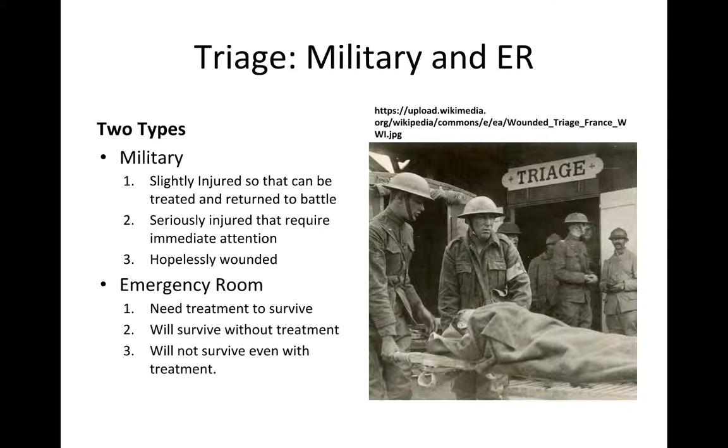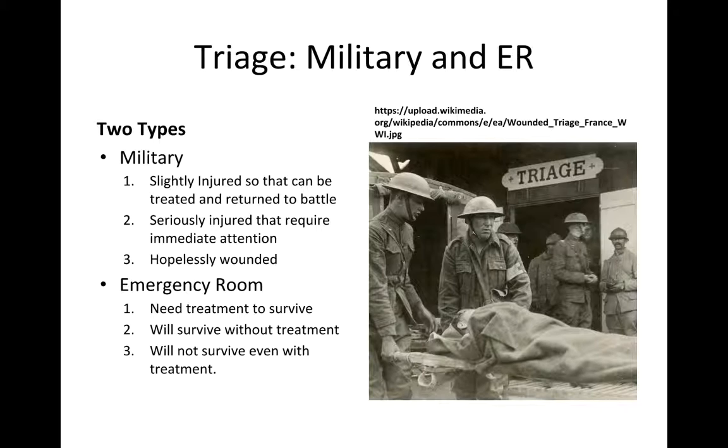So we first note that the idea of making decisions about who to treat has a pretty long historic basis. We found it very early on, particularly in the military, but this functions in emergency rooms today as well. One of the historic criteria for who to treat among the injured on the battlefield is to first address those who are slightly injured so that they can be treated and returned to battle. The second would be those seriously injured who require immediate medical attention. And the last to be treated would be the hopelessly wounded.